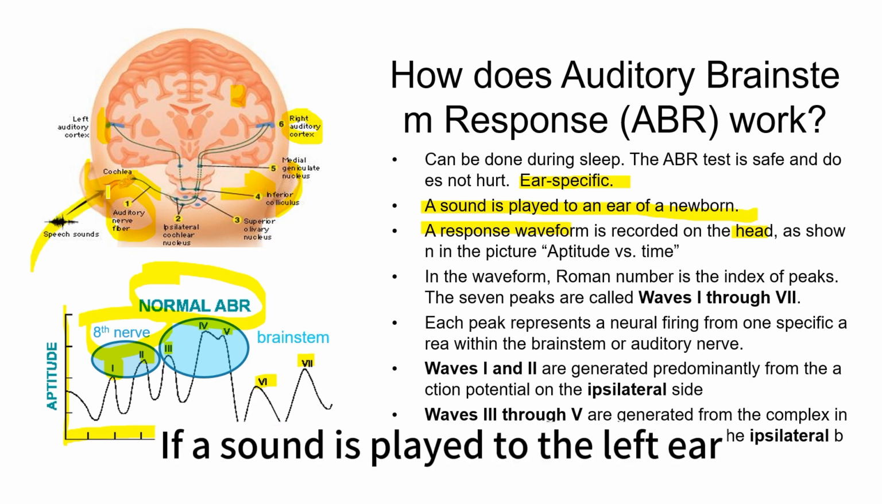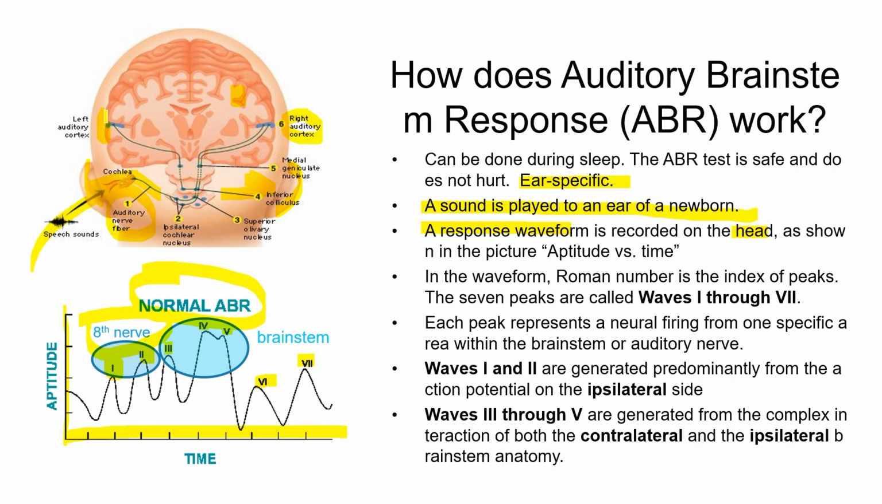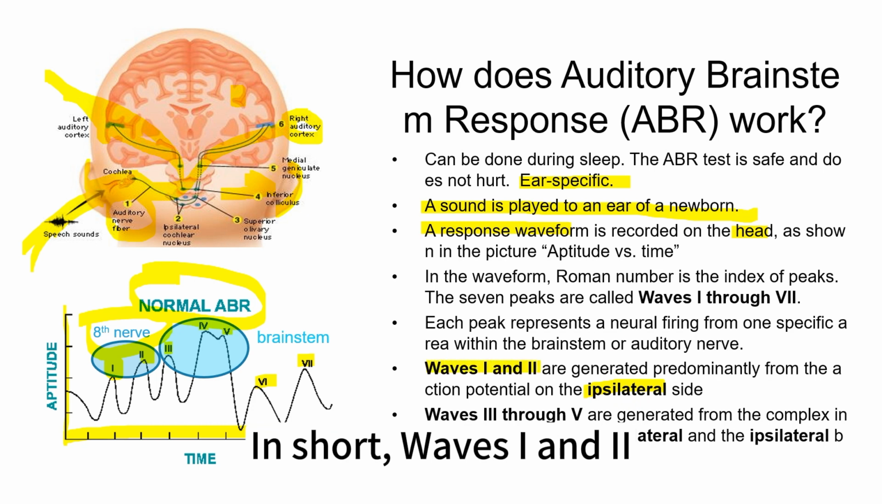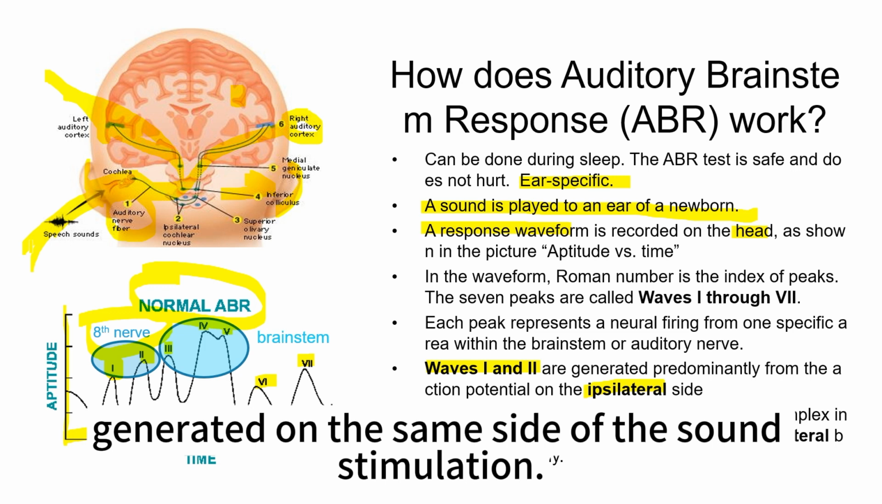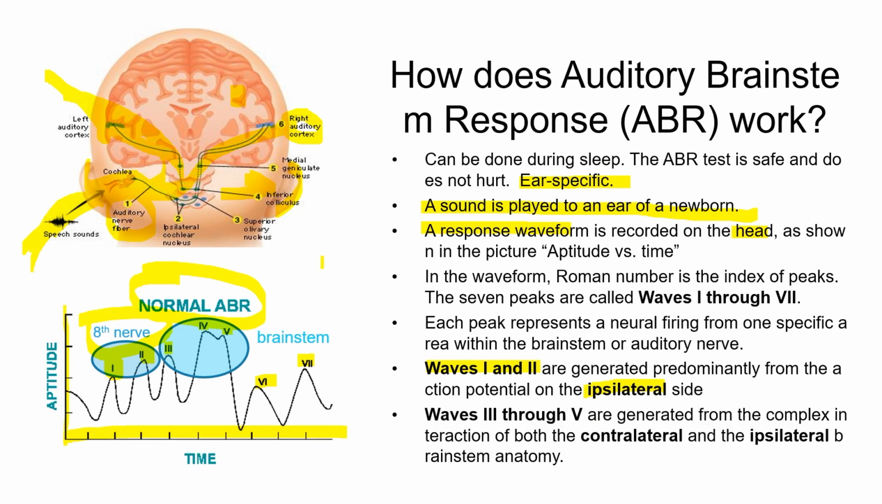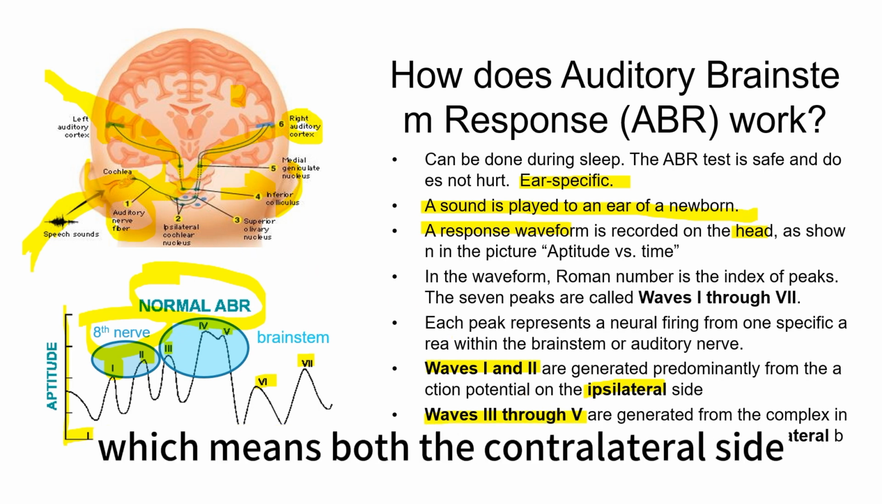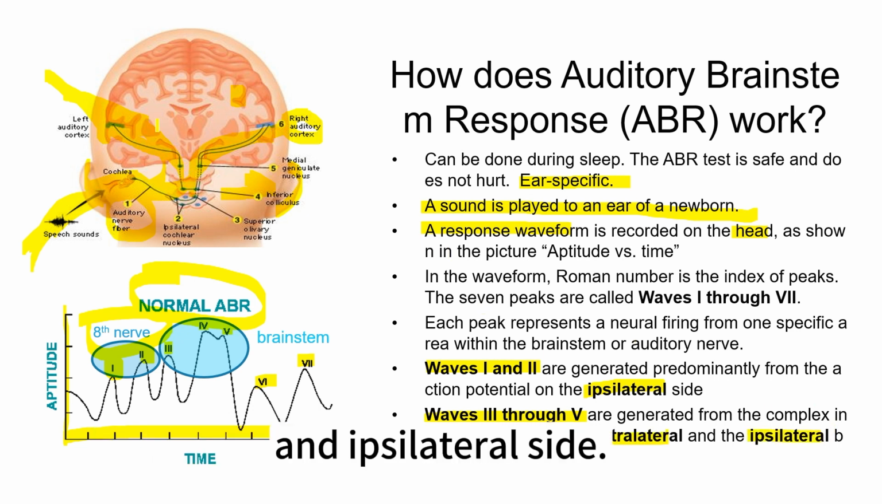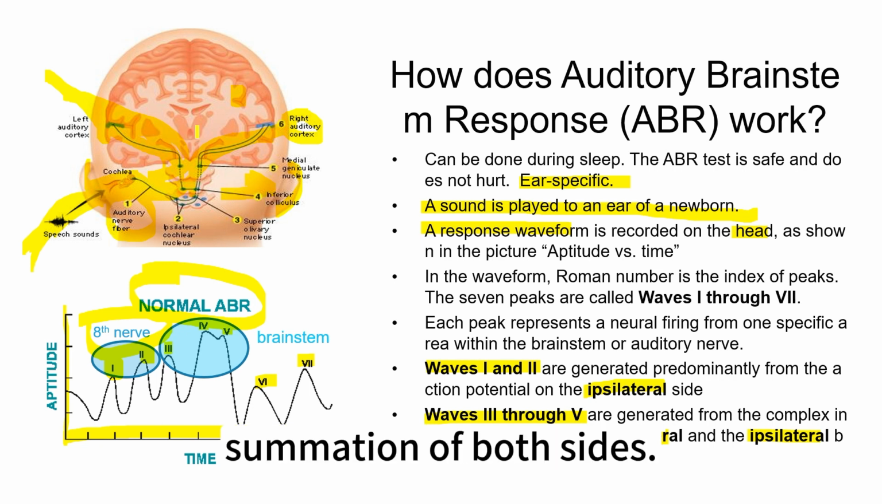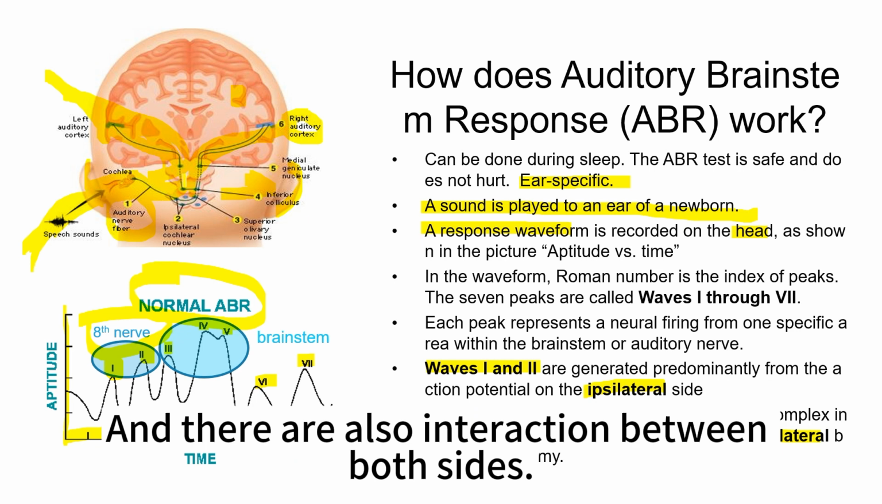So if a sound is played to the left ear, there will be response on the same side, and there will be response on the opposite side. Any response along the pathway on the same side is called ipsilateral. So in short, waves 1 and 2 are mostly generated on the same side of the sound stimulation. On the other hand, waves 3 to 5 are generated by both sides, which means both the contralateral side and ipsilateral side. It's a summation of both sides, and there is also interaction between both sides.